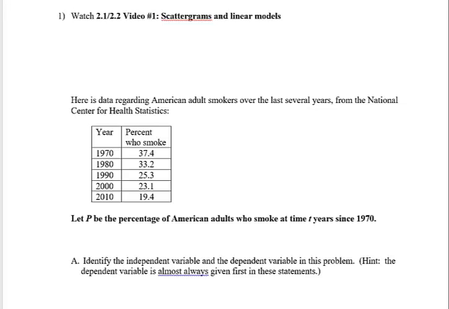This is video number 1 for sections 2.1 and 2.2. The topic is scattergrams and linear models. In chapter 2, we're going to be looking at how linear relationships show up in real world examples.